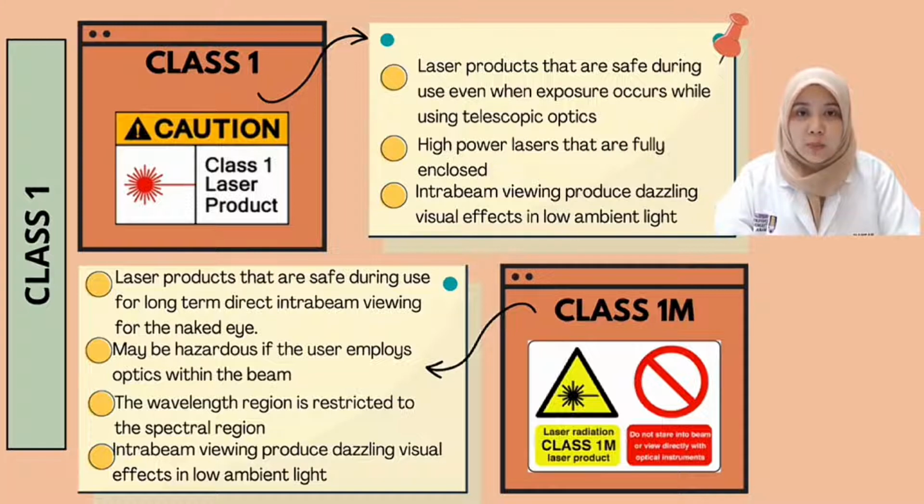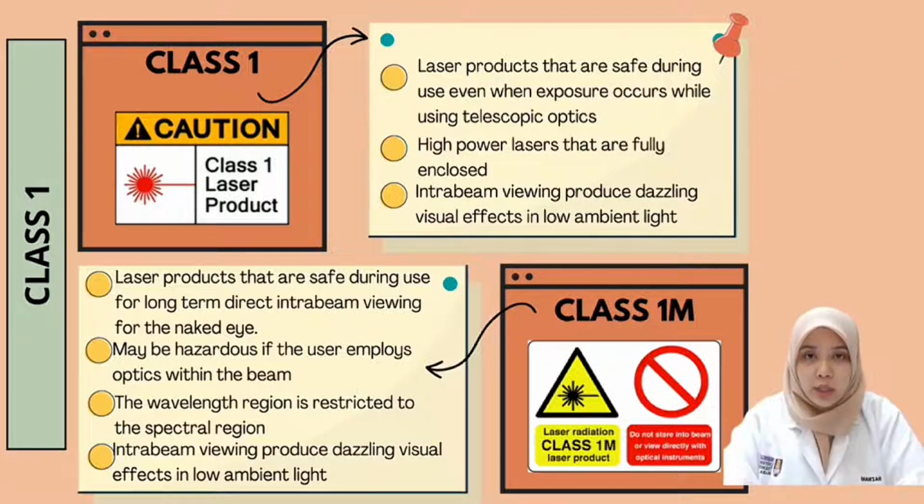Class 1 is a laser product that is safe during use, including long-term direct intra-beam viewing, even when exposure occurs while using telescopic optics. Class 1 also includes high-power lasers that are fully enclosed so that no potentially hazardous radiation is accessible during use. Intra-beam viewing of Class 1 laser products which emit visible radiant energy may still produce dazzling visual effects, particularly in low ambient light.